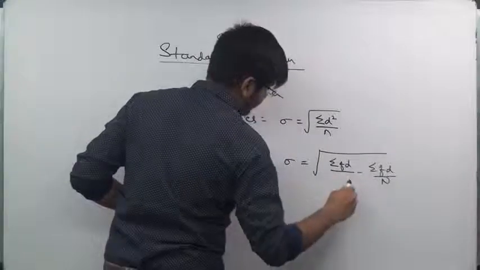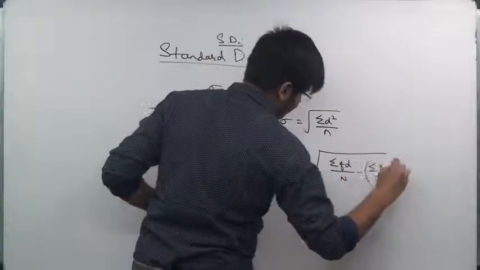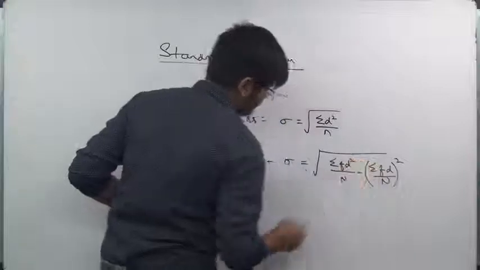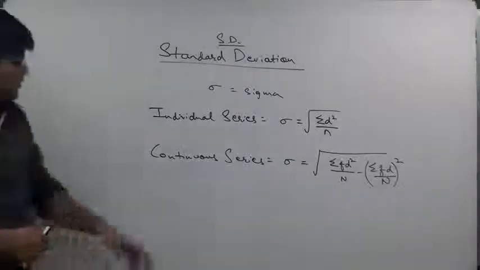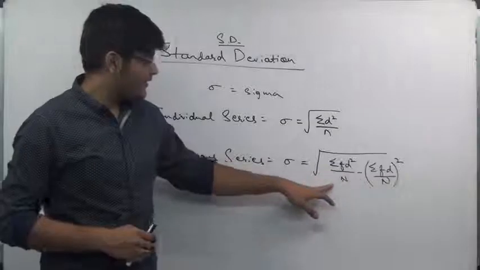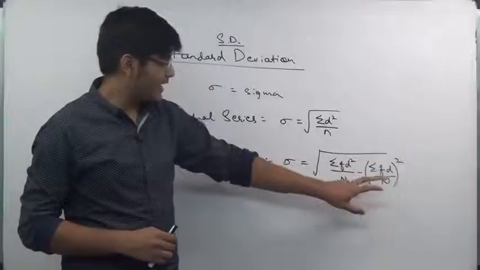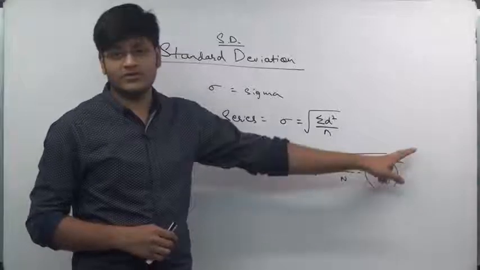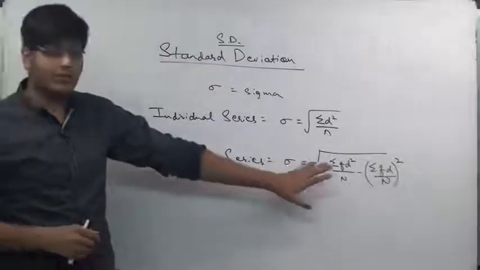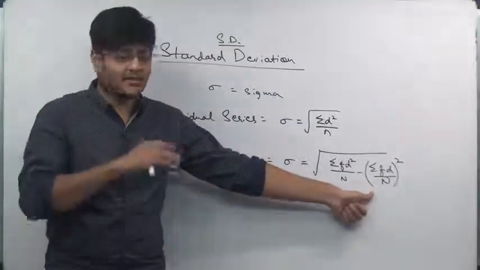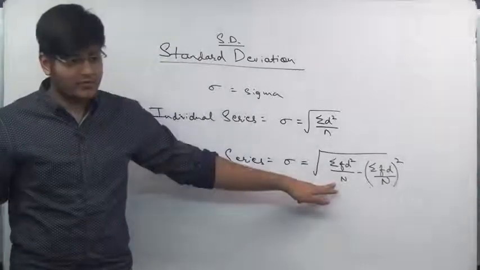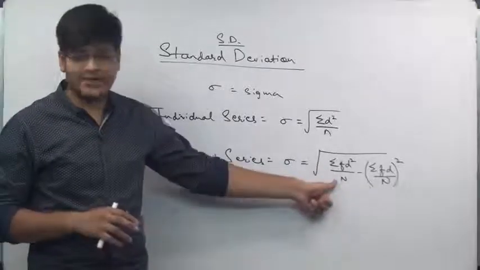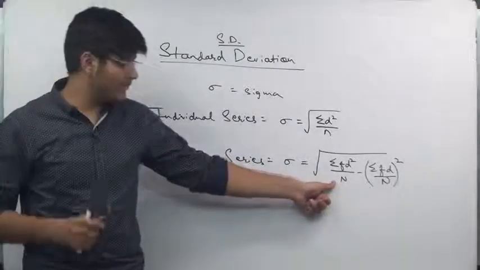Make this capital N. Standard deviation is equal to root over summation fd square by capital N minus, within brackets, summation fd by N, whole square. This has a particular difference. This whole square means another thing and this square means another thing. This means there is no square over N here. No squares are required over total number of frequency.